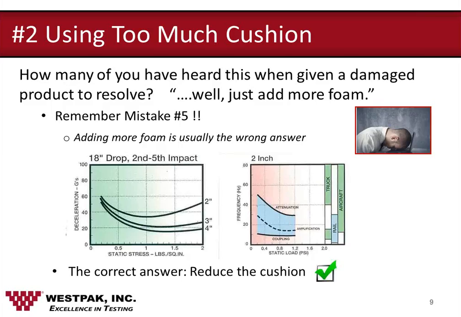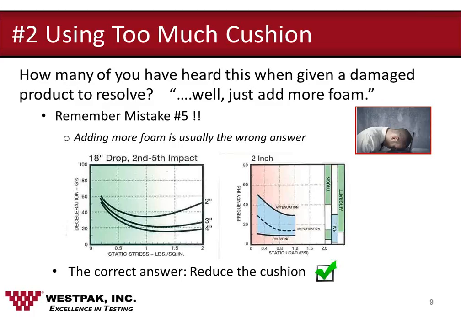Thanks, Tim. The number 2 mistake we see people make is using too much cushion. How many of you have heard this when you have a damaged product? Well, just add more foam around it, it'll be fine. Remember mistake number 5, not understanding the product characteristics. If you don't know your product's characteristics, more foam may actually cause more damage.